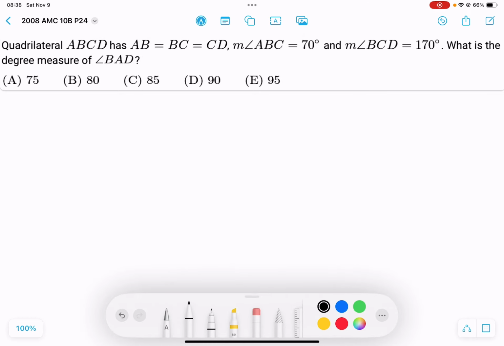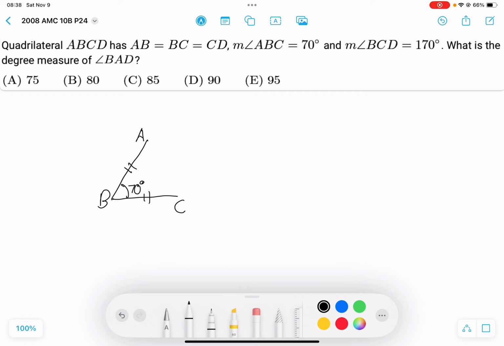Okay, so let's just start by drawing a diagram of quadrilateral ABCD. So we know that ABC is 70 degrees. Let's just draw that first. We also know AB equals BC. Wait, no, it's supposed to be like this, I guess. AB and BC are equal, and this is 70 degrees.